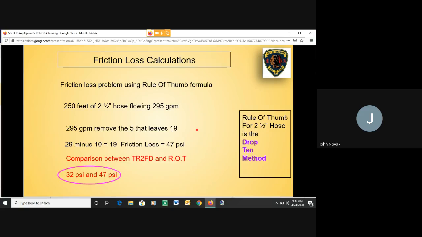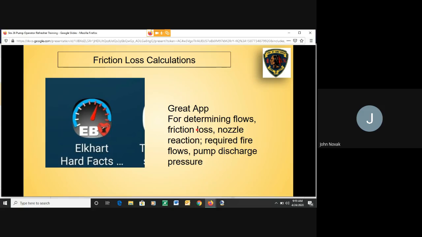All right. So Elkhart Brass, if you go on your phone, you can go into their app. They've got a great app for nozzle reaction, fire flow, pump discharge pressure, friction loss, that type of thing. That's what it looks like when you download the app. It's free. It's a great resource.